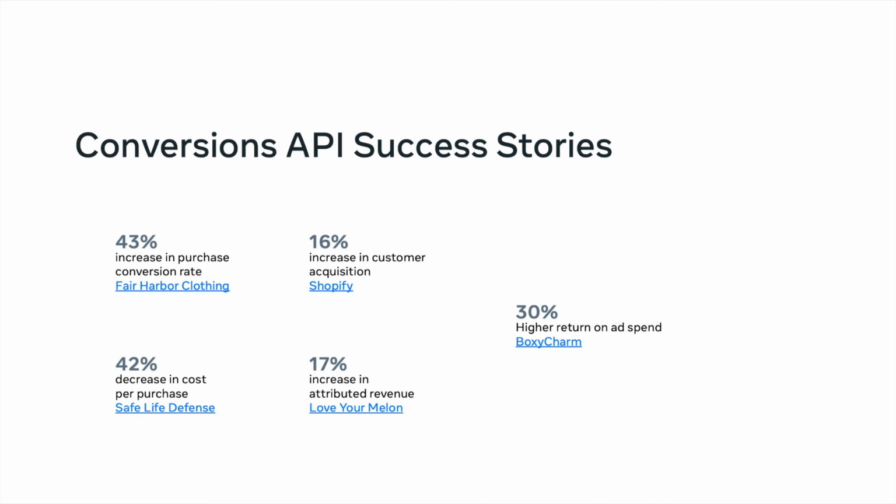So when you implement CAPI via Ignite, you can expect things like increase in conversion rate, better CPA, increase in attributed revenue, higher return on ad spend. All these metrics and important things that move your business's bottom line can be achieved through CAPI.